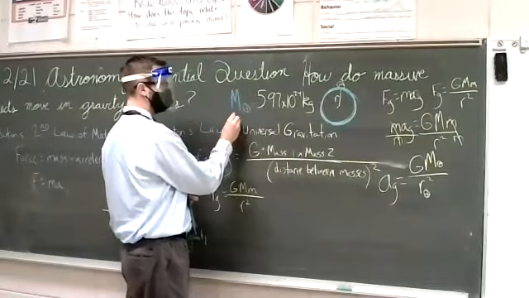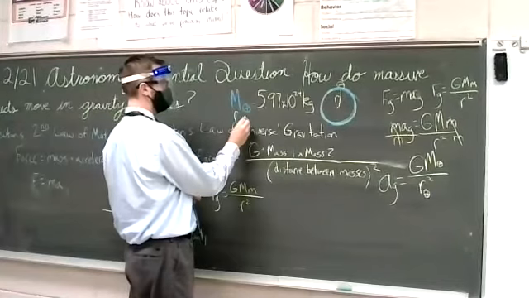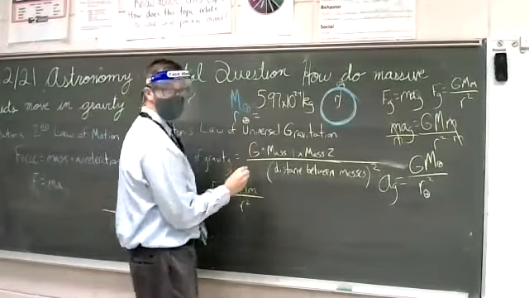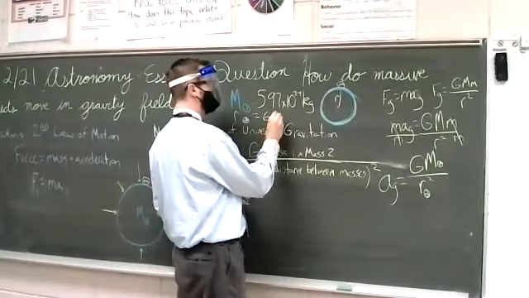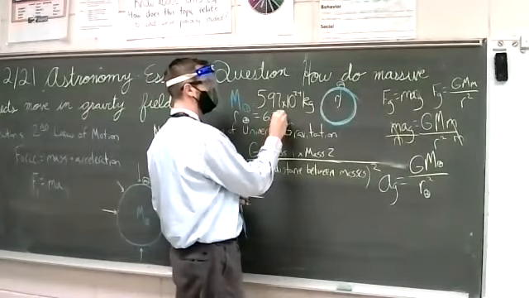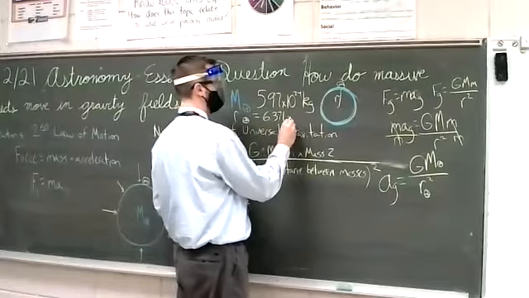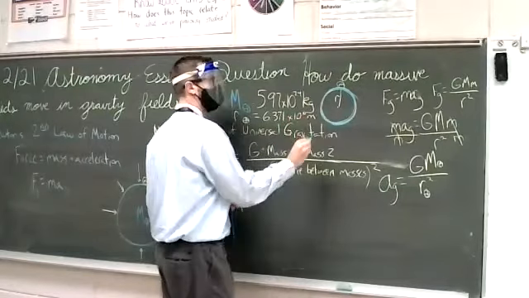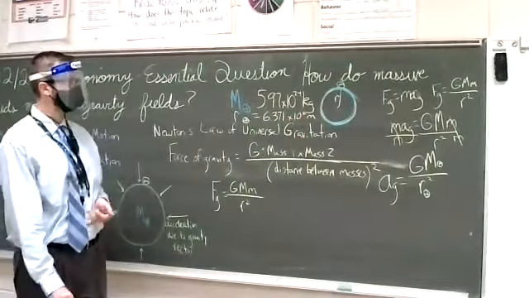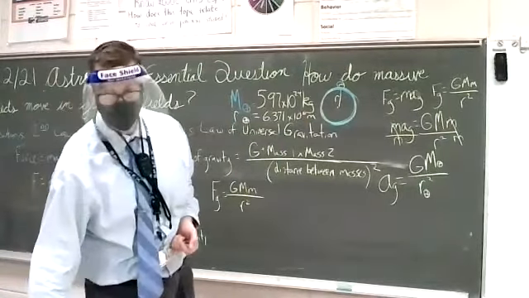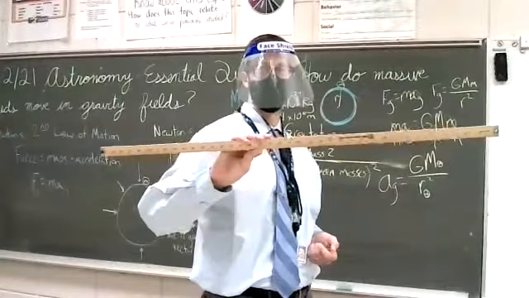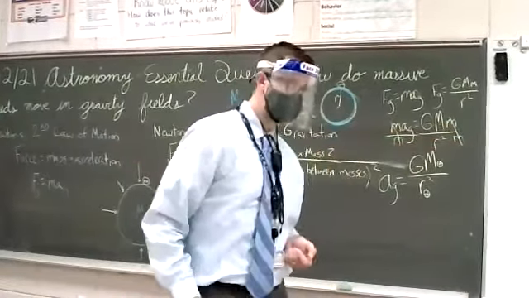So the radius of the Earth is 6.371 million. Right? So it's about 6,371,000 of these down to get to the center of the Earth.